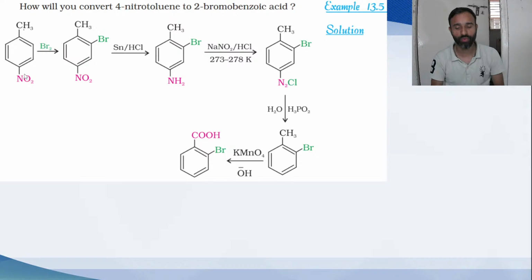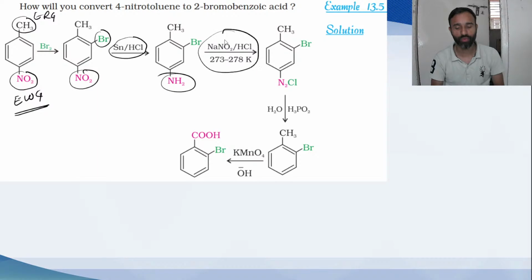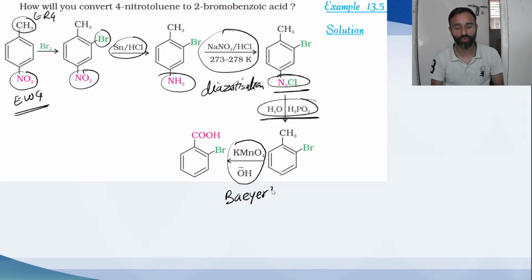See here, with respect to CH3, there is NO2. CH3 is an electron releasing group, and NO2 is an electron withdrawing group. On bromination, bromine is attached at ortho with respect to CH3, so para is blocked. Then with Sn/HCl, NO2 is converted into NH2. Now on diazotization, NH2 is converted to N2Cl, then H2O and H3PO2, and this whole group is replaced by H. Then with KMnO4 in basic medium, CH3 is replaced by COOH. In this way, 4-nitrotoluene is converted into 2-bromobenzoic acid.